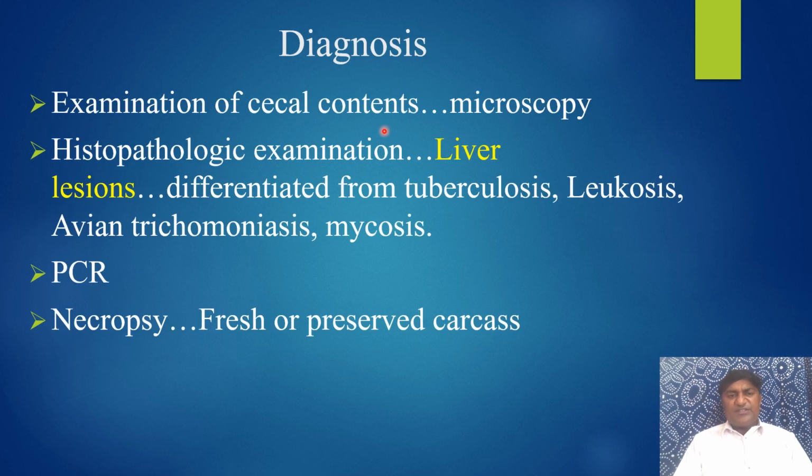So for diagnosis, examination of the cecal contents. First you observe with the help of microscopy, and histopathological examination such as liver lesions, differentiating from tuberculosis, leukosis, avian trichomoniasis, and mycosis, and then PCR, and similarly necropsy of fresh or preserved carcass.